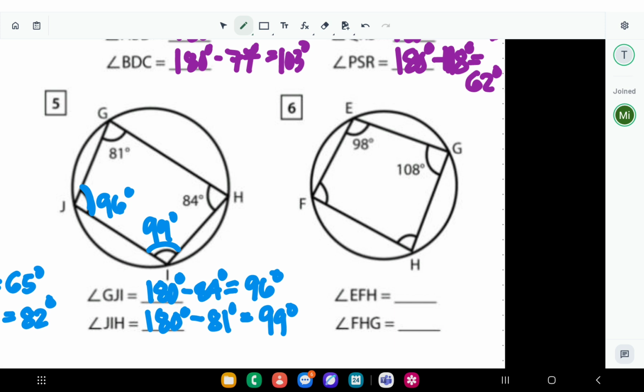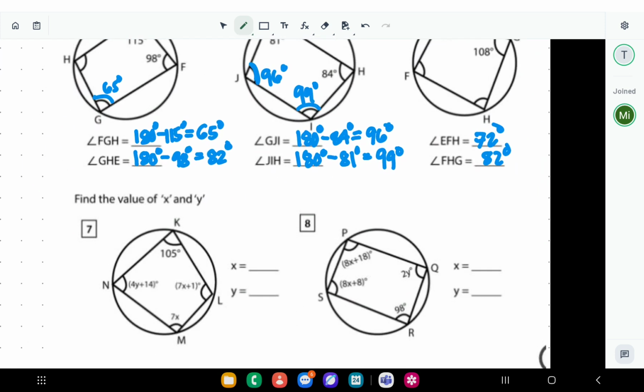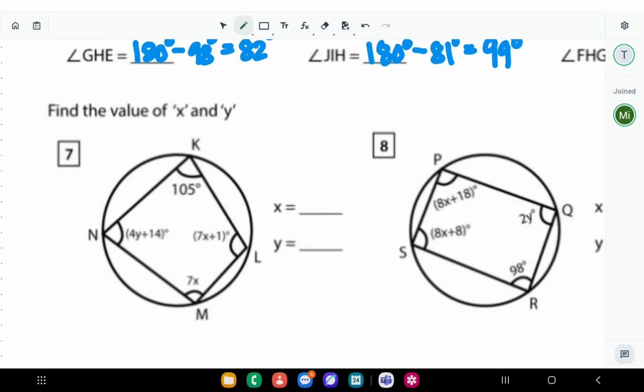Okay, 180 minus 108. Alright, that's correct. And then how about FHG? 82. Alright, that's correct. Because that is 180 minus 98. Then, for the next 2 problems.